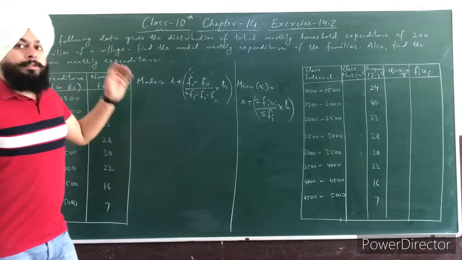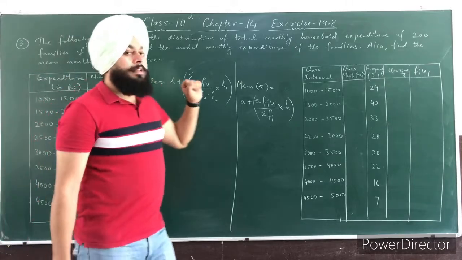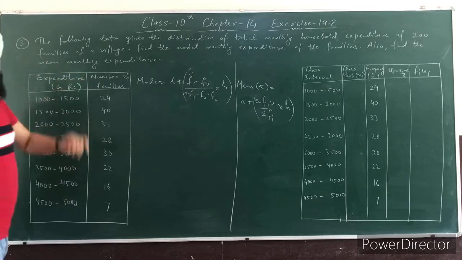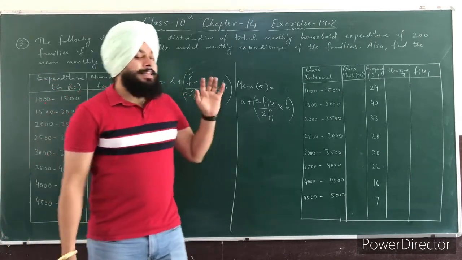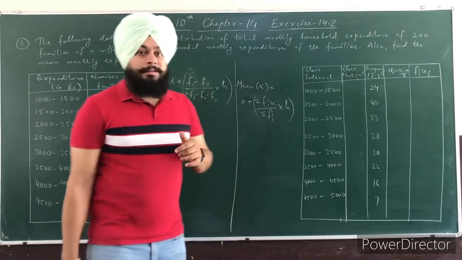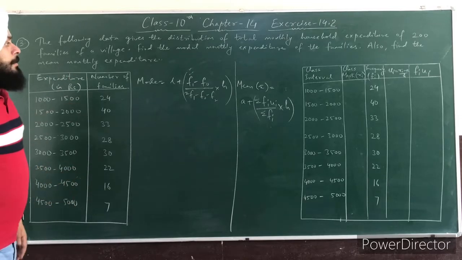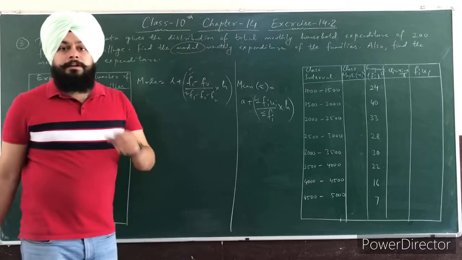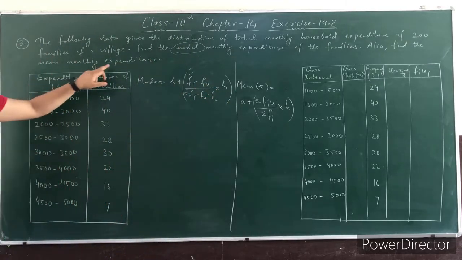Next, this is your question number 3. The question is, the following data gives a distribution of total monthly household expenditures of 200 families of a village. So the question is that the monthly expenditures for 200 families is given in this following distribution table. Find the modal monthly expenditure of the families. Modal means you have to find the mode, and also find the mean monthly expenditures.